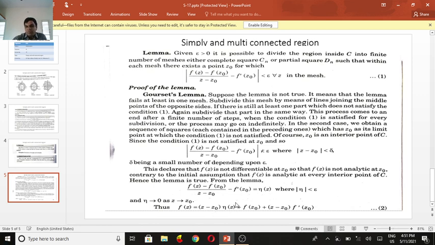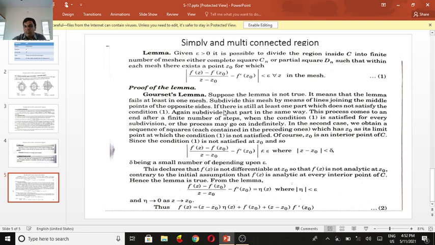So this is true. The lemma says that the difference between the derivative and the definition of the derivative should be made very small. So the absolute value of (f of z minus f of z naught) divided by (z minus z naught), minus the derivative of f of z naught, is made very small. This is what the lemma says. Epsilon should be made very small.